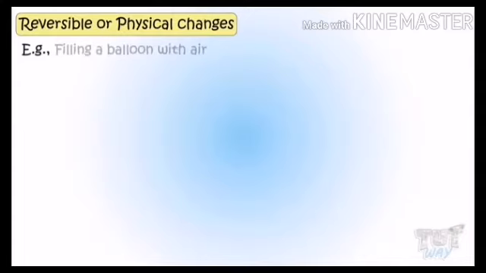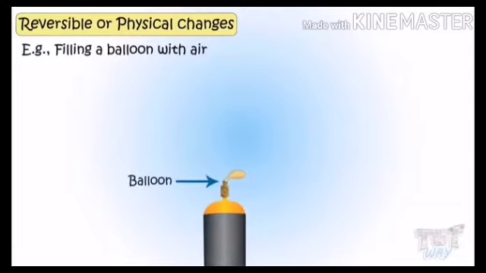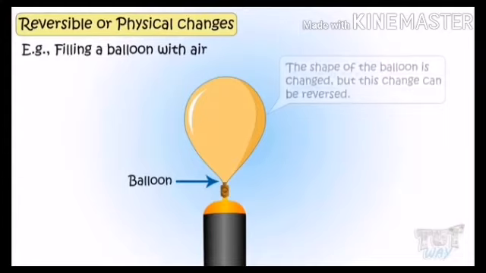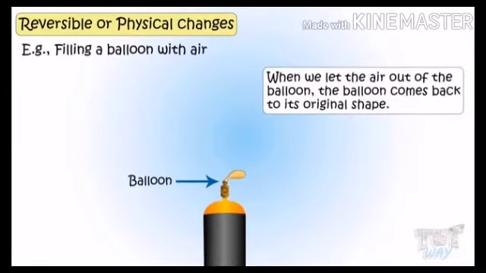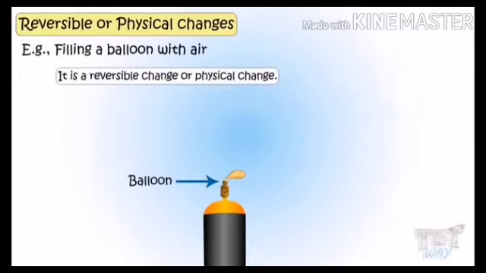Examples of reversible changes are: first one, filling a balloon with air. If we fill air in the balloon, it starts to become bigger. Here, just the shape of the balloon is changed, but this change can be reversed. When can the balloon be reversed? Yes. When we let the air out, the balloon comes back to its original shape. Here we can say it is a reversible change or physical change.